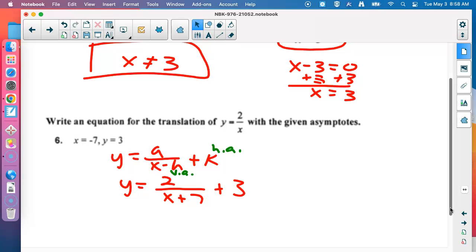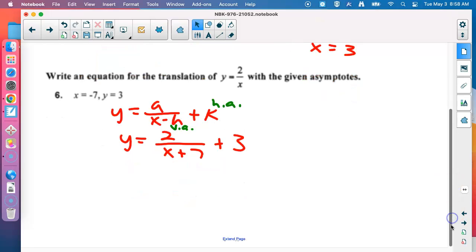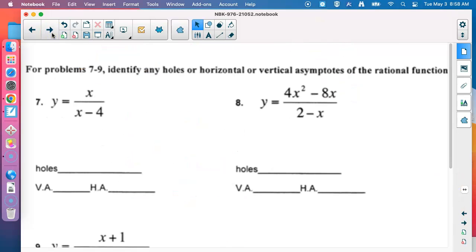All right, so definitely this was getting into section 8.2. And then for these, we're not going to go through and do the full graph. We're going to tell them if there's holes, where are the holes, where are the horizontal and vertical asymptotes of these functions. So let's take a look at 7.